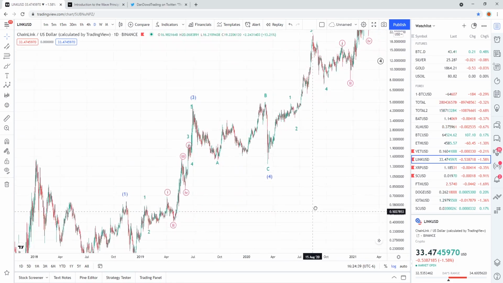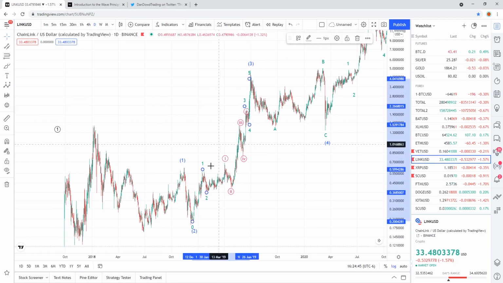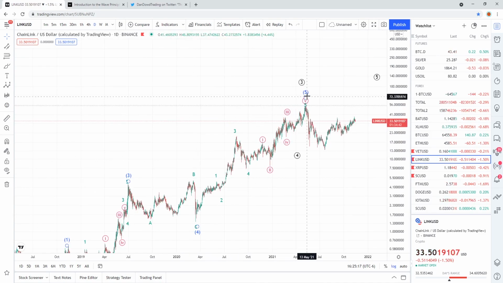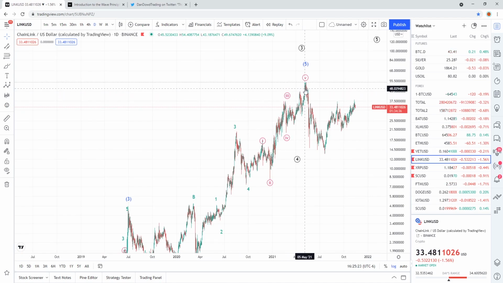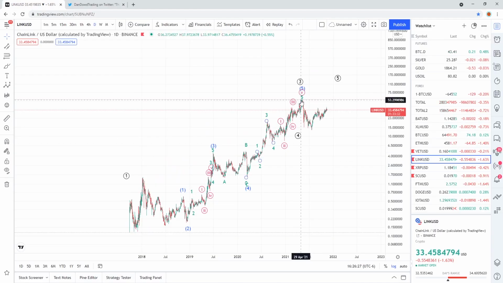So within an extended third wave, within this intermediate wave 3, there's 5 waves up to the minor degree. And then within minor wave 3, there is another 5 waves up to the minute degree. And then in the extended 5th wave, there is a 1, 2, 3, 4, 5 up to the minor degree. And then within minor wave 5, there is 5 waves up to the minute degree. So that is why I think that this is just a big wave 3, because intermediate wave 3 and intermediate wave 5 both extended.